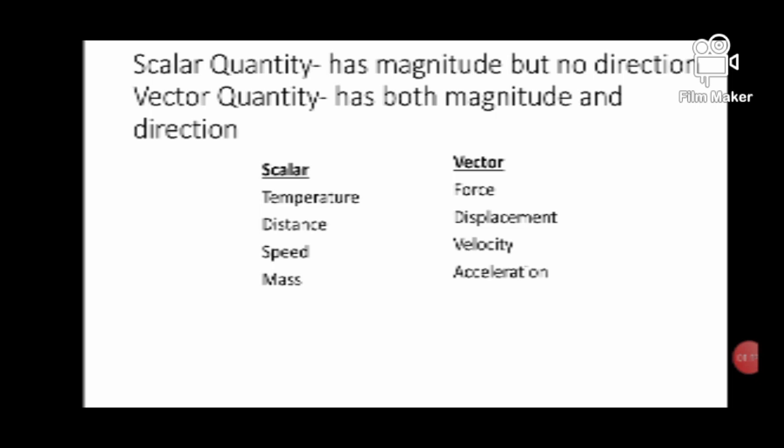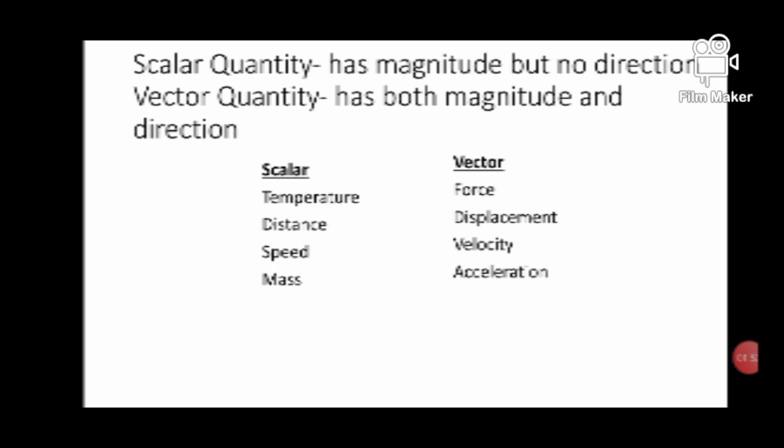Some examples of scalar quantities are temperature, because temperature can be described in its magnitude only. For example, we can say that temperature is 70 degrees, but we cannot say that temperature is 70 degrees going west, because that would be irrelevant.